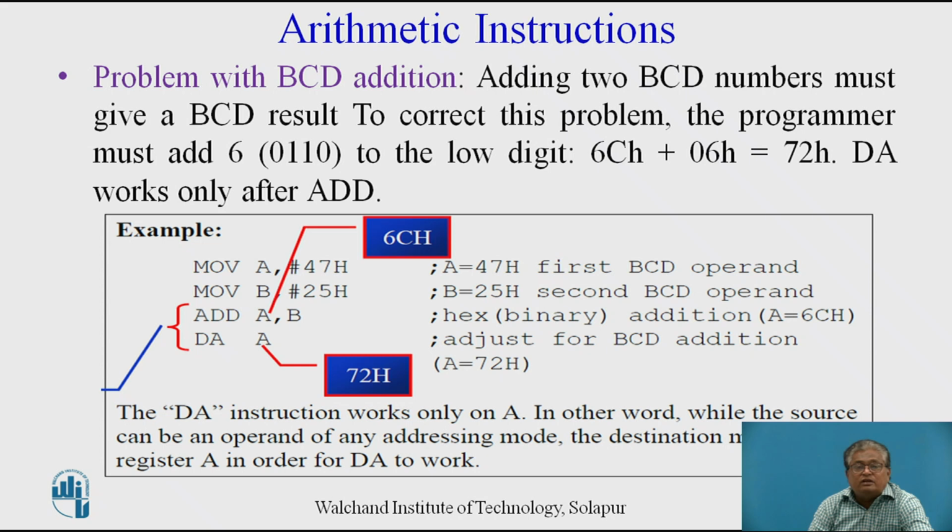Here after addition, the value in register A is 6C, but for BCD addition we need the output in BCD format. So in the 6C, to the C it will add 06 and we get the expected result 72 after adding 47 and 25.